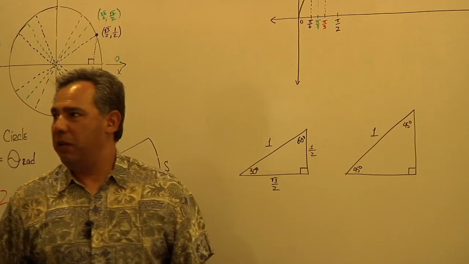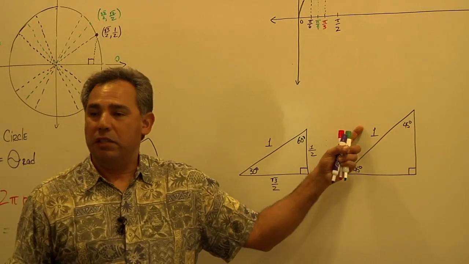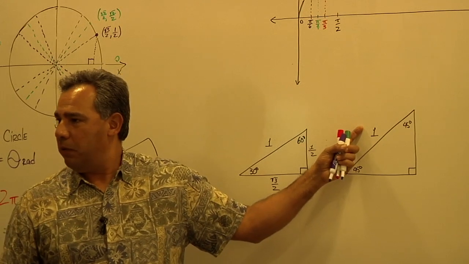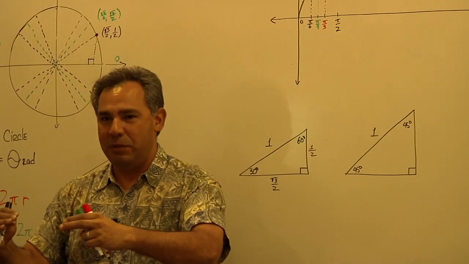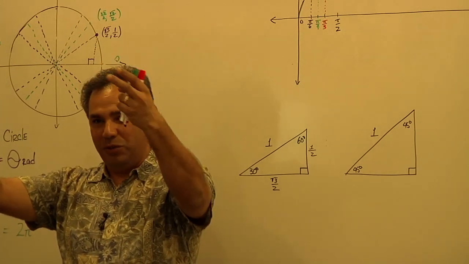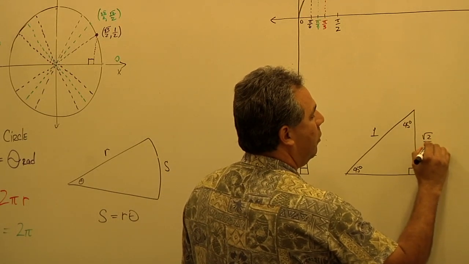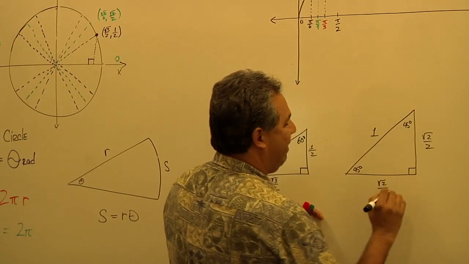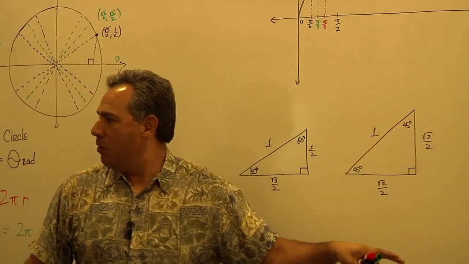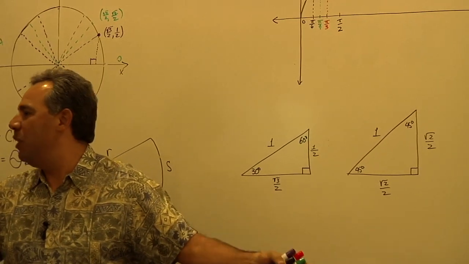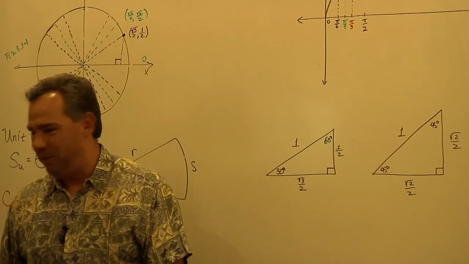Now, the rule for 45, 45, 90 is that the legs are the hypotenuse divided by root 2. But if you have 1 over square root of 2 and you rationalize the denominator, you get root 2 over 2, right? You multiply top and bottom by root 2, and you do get root 2 over 2. One thing to remember is that the numerator and denominator have a 2 in it. That's one way to remember it if you have to, but by this time you should know that.